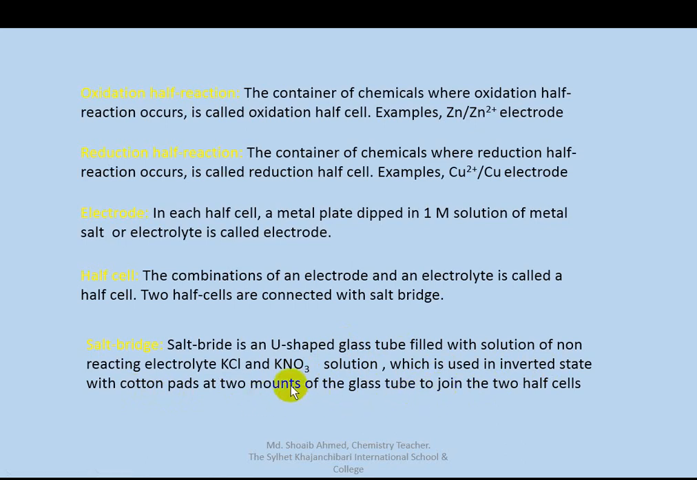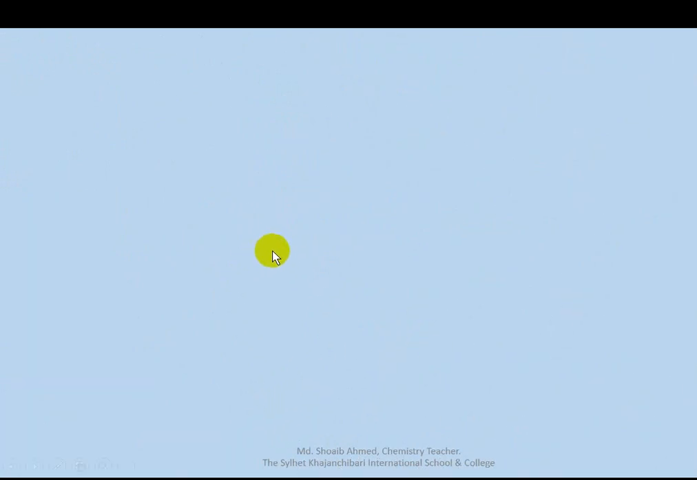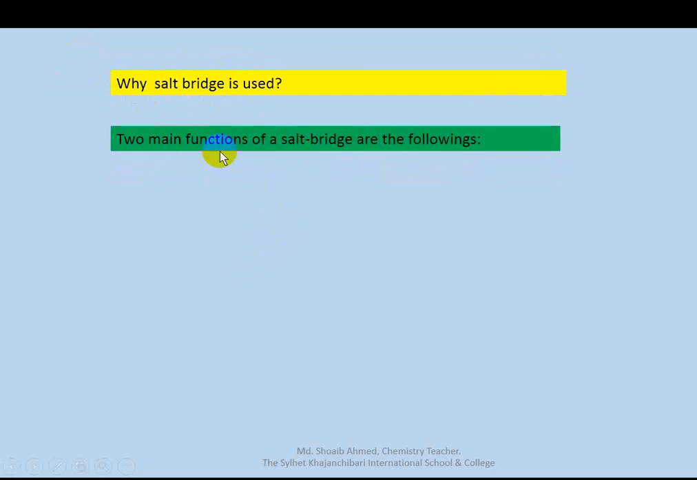Why do we use a salt bridge? A salt bridge is used to complete the circuit. Two main functions of a salt bridge are the following. The salt bridge connects the two half cells to complete the circuit of the cell.